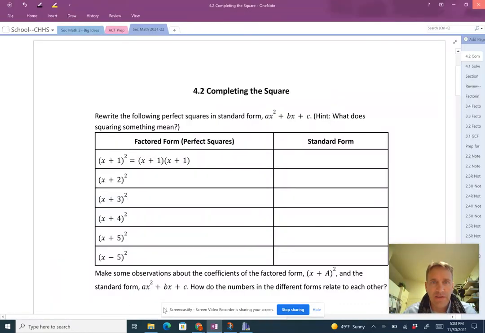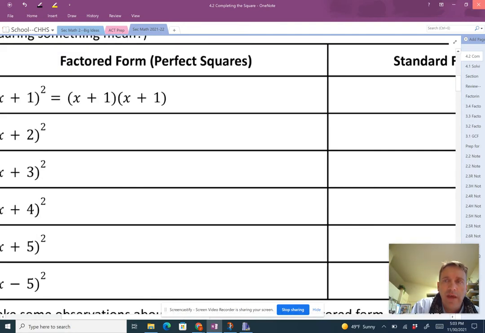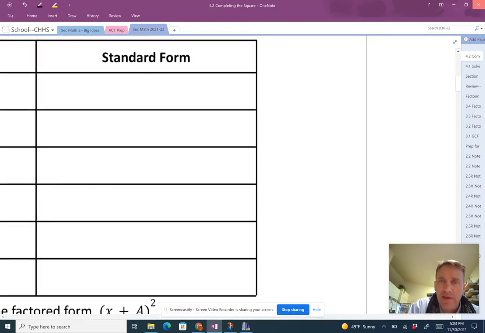Hello, welcome. This is lesson 4.2 on completing the square. In this first part, we are going to review how to multiply a binomial, and we have x plus 1 squared. That's the same as x plus 1 times x plus 1. And we can use, let's say, a box to do that.